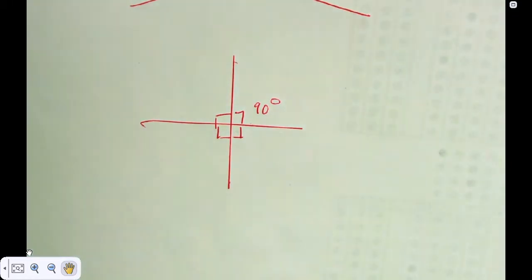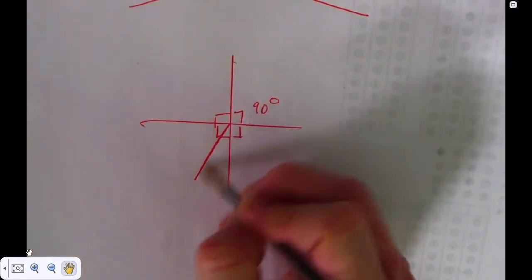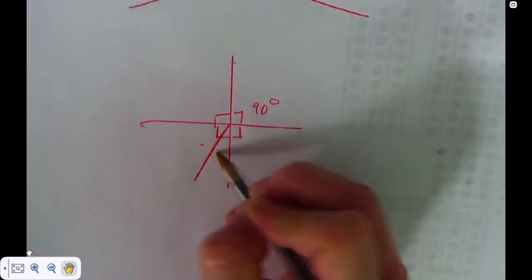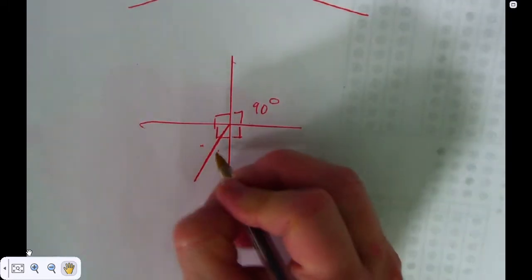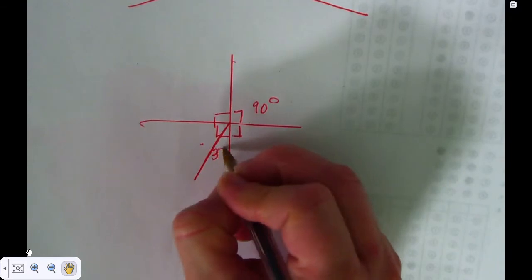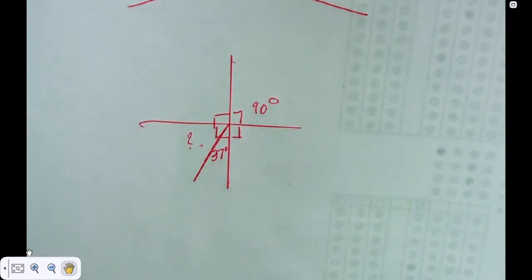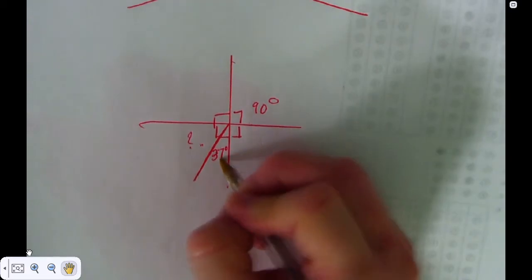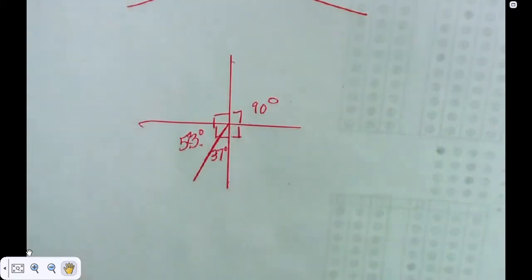Please listen. If I draw a line right there, what do these two angles have to equal? 90. So if this, get your calculator ready. If this is 37 degrees, what's this angle? If this is 37, what's this going to be? 53 degrees.